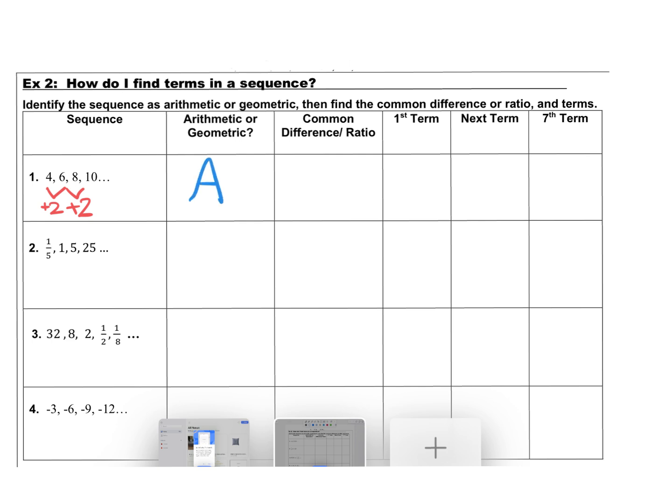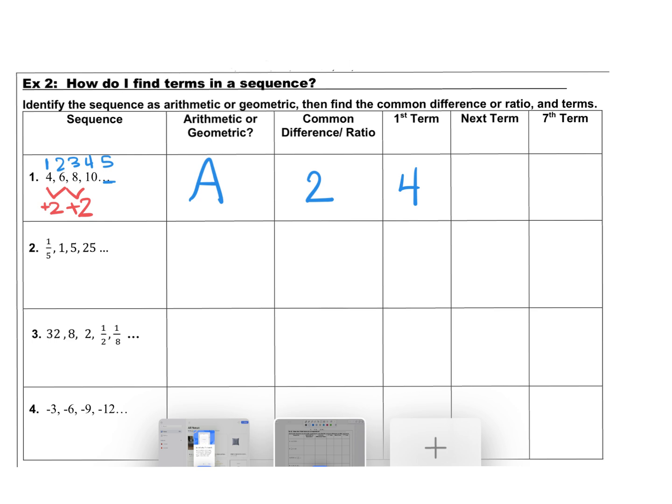Now, to find the common difference, it's the common difference for the arithmetic, and the common ratio for the geometric. Well, our common difference is 2, because we're adding 2. Now, if I have to list the first term in the sequence, the first term is 4. And then the next term would be identifying the term that comes after this 10. So this is first, second, third, fourth. I guess that would be the 5th term.